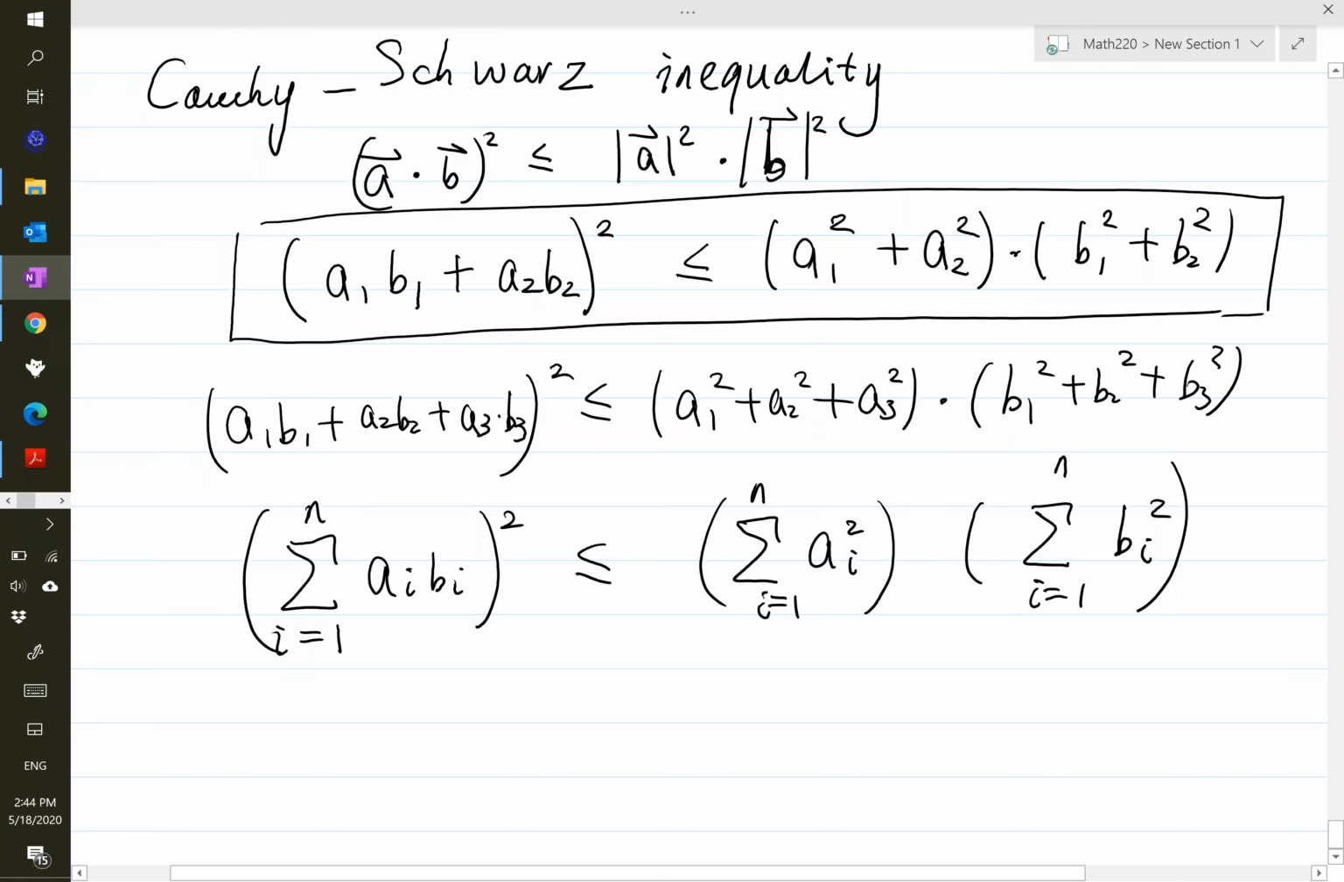It's a really useful inequality in analysis. You can deduce many other inequalities from Cauchy-Schwarz. Although it's really simple, derived from cosine theta being bounded by 1, it's actually really useful, the Cauchy-Schwarz inequality.